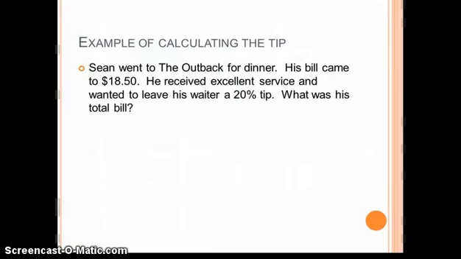Okay, in our next example, we're going to calculate the tip. Sean went to the Outback for dinner. His bill came to $18.50. He received excellent service and wanted to leave his waiter a 20% tip. What was his total bill?